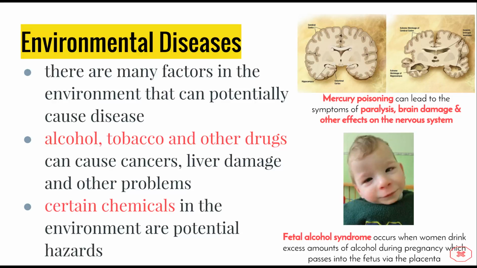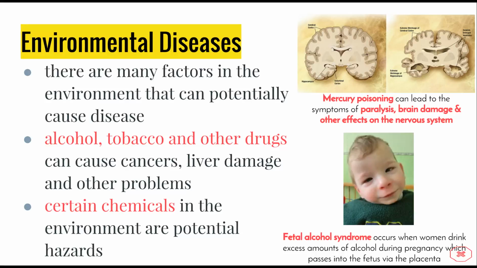Two particular diseases that can occur due to changes in the environment include mercury poisoning. This usually occurs when industry leaches mercury into water. That water is then taken up by fish. Fish then get eaten by people, and the people then absorb that mercury into their body. And this can lead to the symptoms of paralysis, brain damage, and some other noticeable effects to the nervous system.